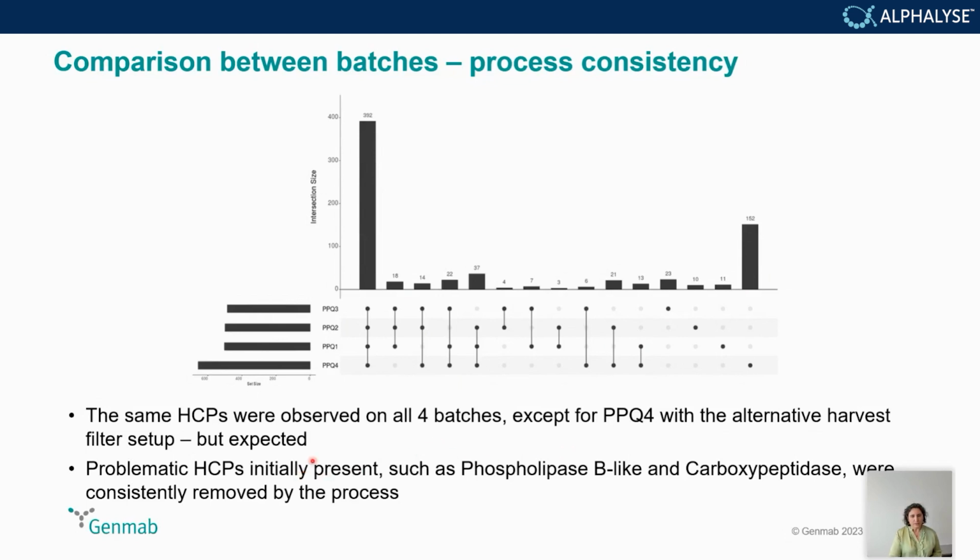By this analysis, now that we know what proteins are present, we can also show that phospholipase B and carboxypeptidase were originally present in the harvest samples, but they were consistently removed by the process in all 4 PPQ batches. That knowledge you will never gain with the ELISA method, because you cannot distinguish between what is a problematic HCP and what is not.